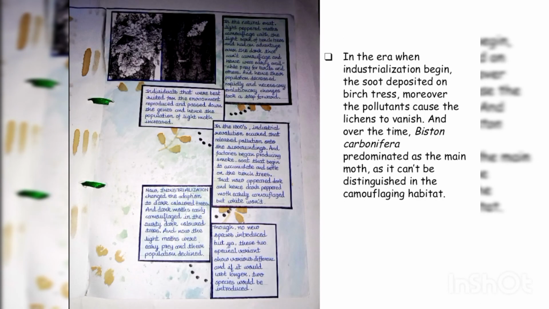In the era when industrialization began, the soot deposited on the birch trees. Moreover, the pollutants caused the lichens to vanish. And over time, Biston carbonaria predominated as the main moth as it could camouflage in the changed habitat.